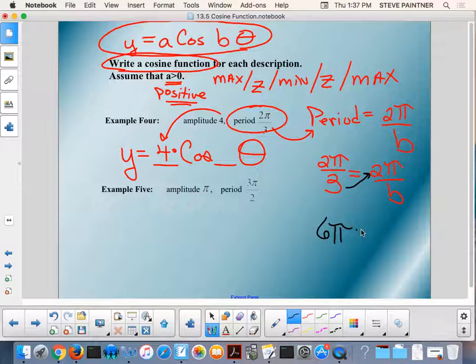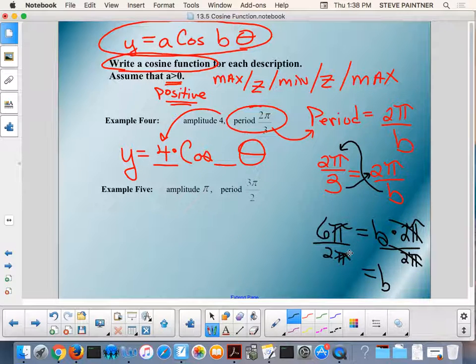Set it equal to the other cross product. What's this? What's B times 2 pi? B times 2 pi. You can't do it. Now remember, you're solving for what letter? B. Get rid of the 2 pi. How? Divide. Divide by 2 pi. Knock it out. Divide by 2 pi. B equals, pi's are gone. B equals what? 3. Guess what? That's the equation. They were asking you to write a cosine function for the given information. That's it right there.